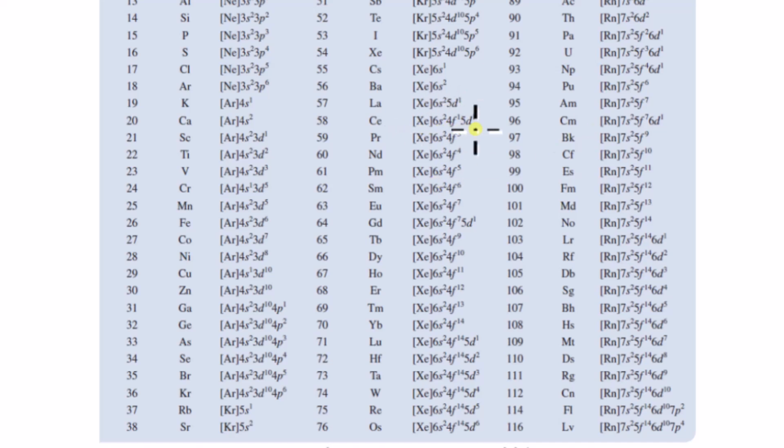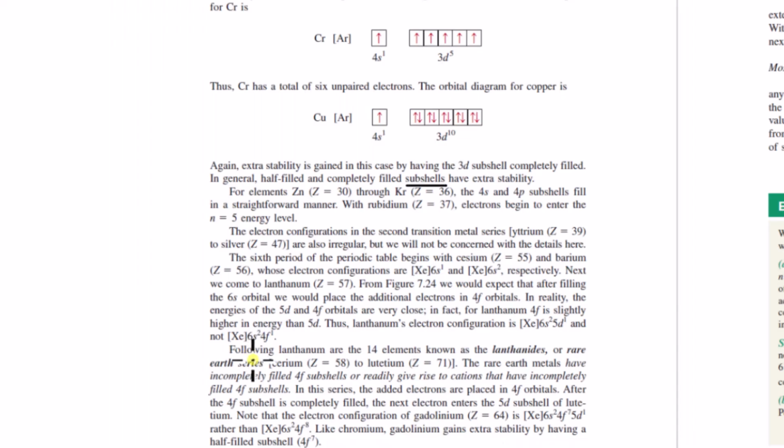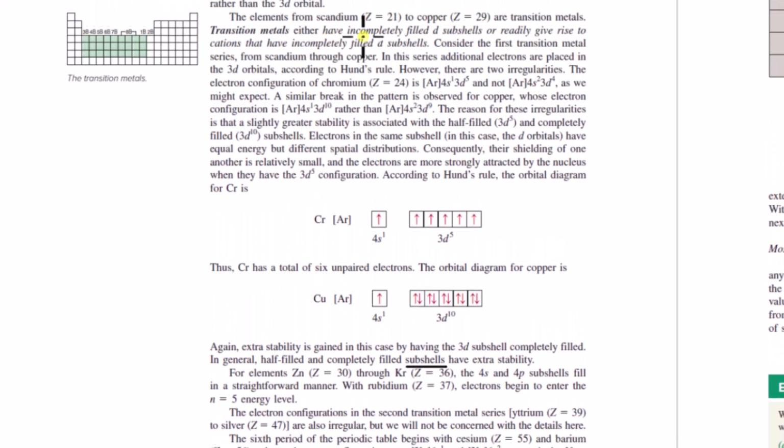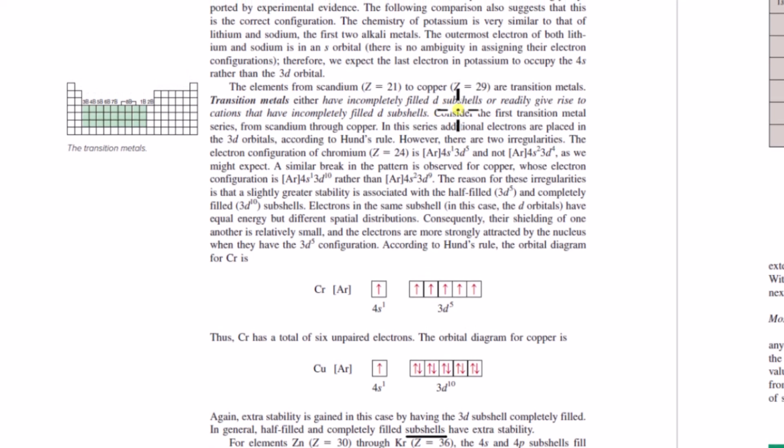These are just irregularities. Okay, following lanthanum are the 14 elements known as the lanthanides or rare earth series. From cerium to lutetium, the rare earth metals, the lanthanides, have incompletely filled 4f subshells or readily give rise to cations that have incompletely filled 4f subshells. So it's the exact same definition as the transition metals, but there it just says incompletely filled d subshells.